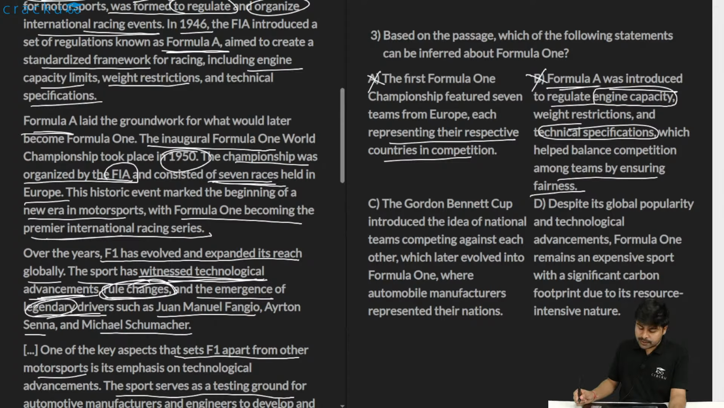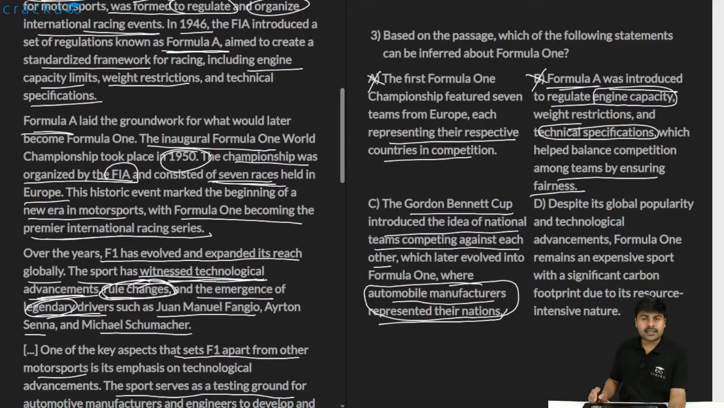The Gordon Bennett Cup introduced the idea of national teams competing against each other, which later evolved into Formula One, where automobile manufacturers represented their nations. So it is true that the Gordon Bennett Cup introduced the idea of national teams, but it is not true that automobile manufacturers represented their nations. This is not something that we discussed. We discussed that there were national teams being involved. We discussed that these manufacturers were trying to perfect their technologies, trying to develop new technologies. But can we really say that these automobile manufacturers were representing their nations? That's not really something that has been discussed in the passage.